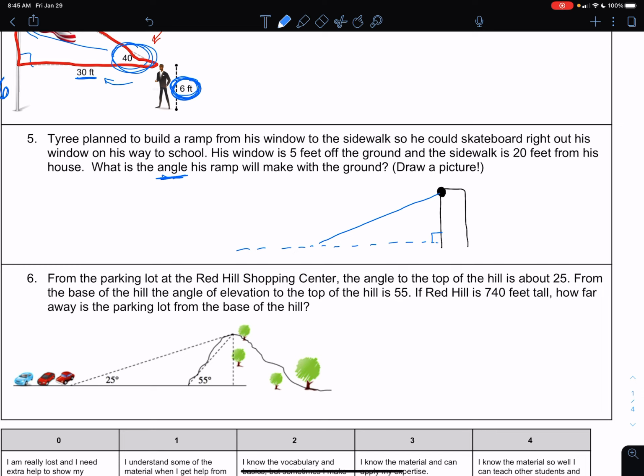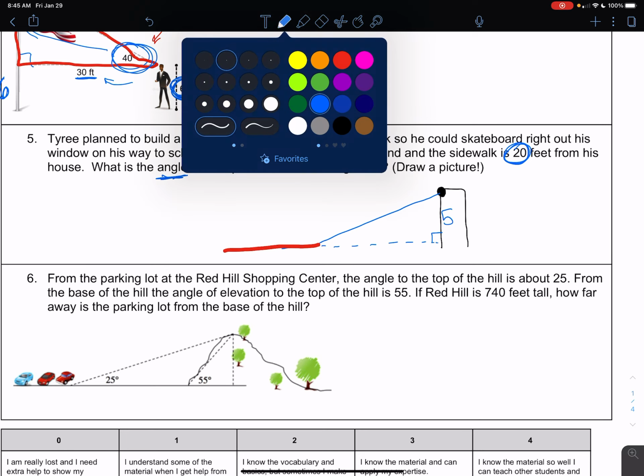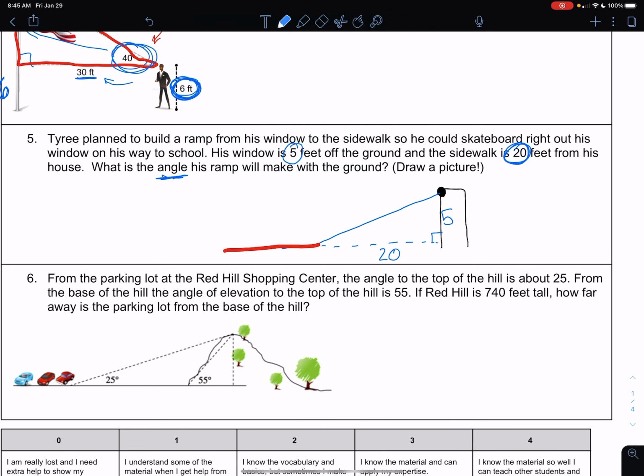Now, the information they give us is his window is 5 feet off the ground. Remember, the window is that black oval or circle I put there, and the ground is directly below it. So this side of our triangle will have a 5. Then it says the sidewalk is 20 feet from his house. Let's change this color a little bit. When he hits the ground, that's when the sidewalk is going to start. That starts 20 feet from his house, which means that this bottom side of the triangle is where our 20 will go.